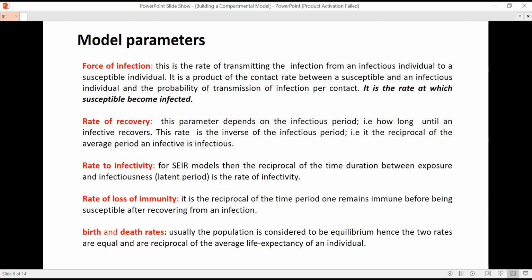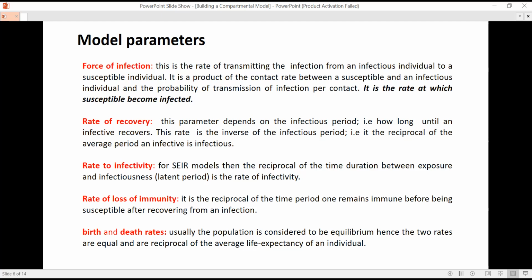Next, the rate of infectivity, for diseases with an exposed stage: how long does it take an exposed person to seroconvert and become infectious? The inverse of that will be the rate of infectivity. Then loss of immunity, which is what defines a person going from R to S, or I back to S. It is the reciprocal of the time period one remains immune before becoming susceptible after recovery.